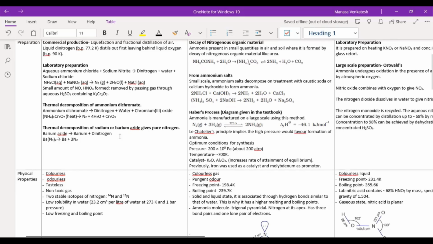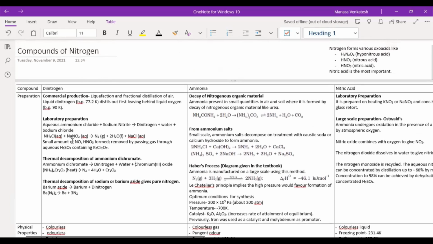Next, the thermal decomposition of sodium or barium azide gives us pure nitrogen. So the barium azide is undergoing decomposition to give us barium as well as dinitrogen.